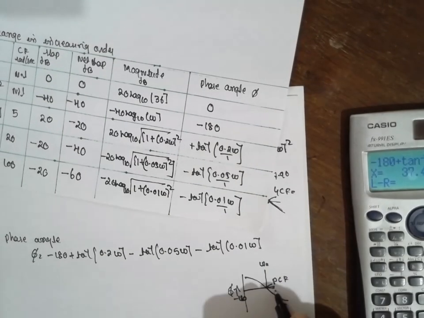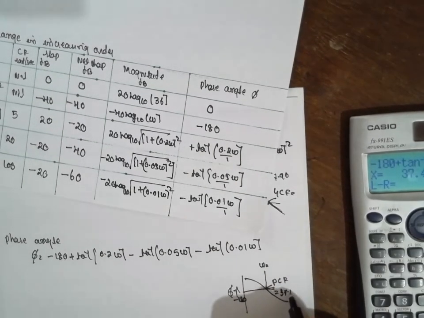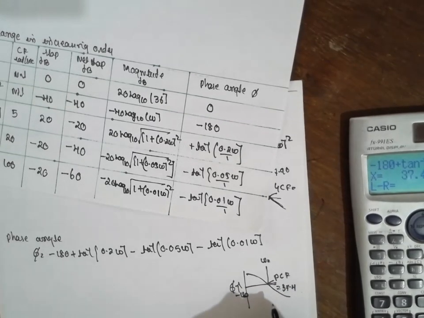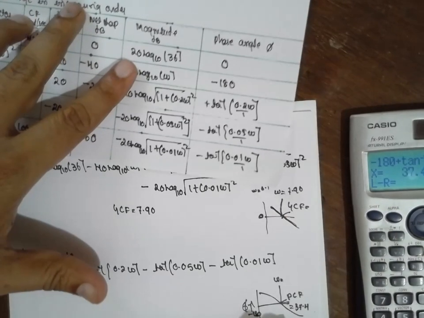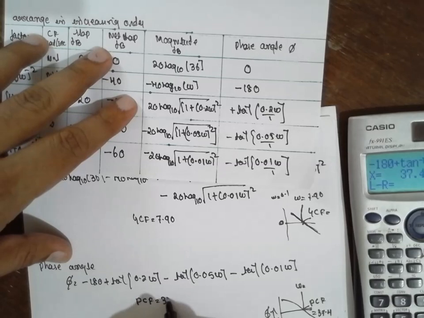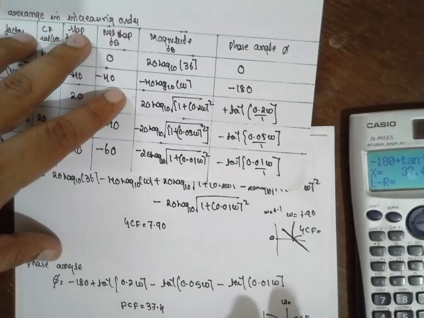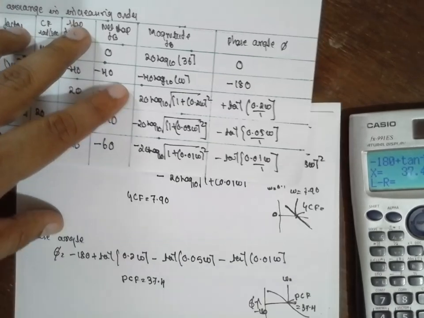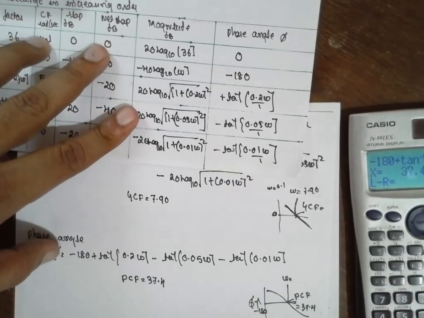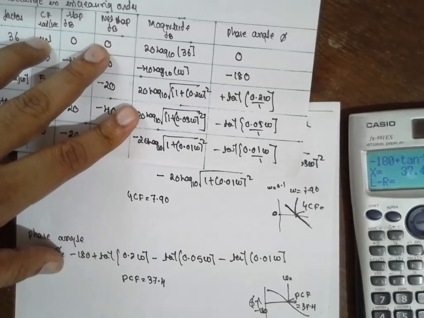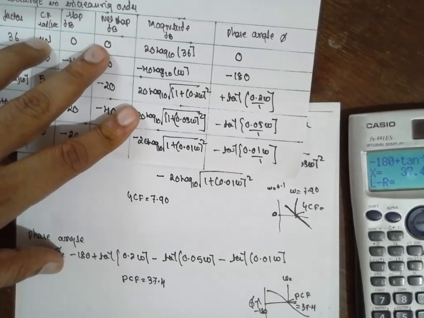The answer is 37.41. This is the PCF value. Now PCF is nothing but 37.4. Now this is the diagram. If you draw a diagram, it will appear in this way.